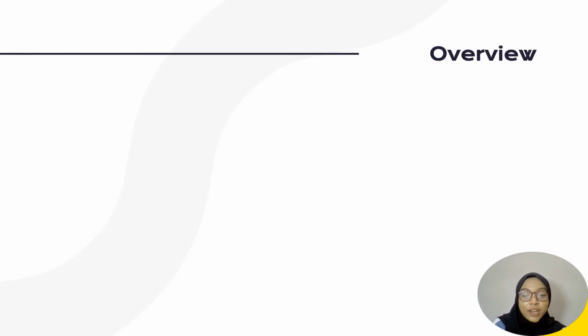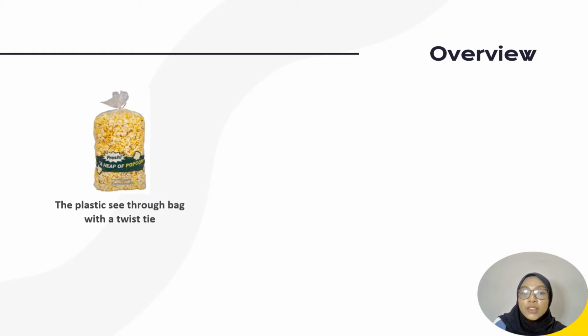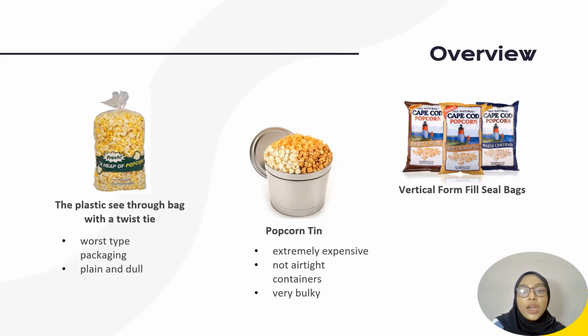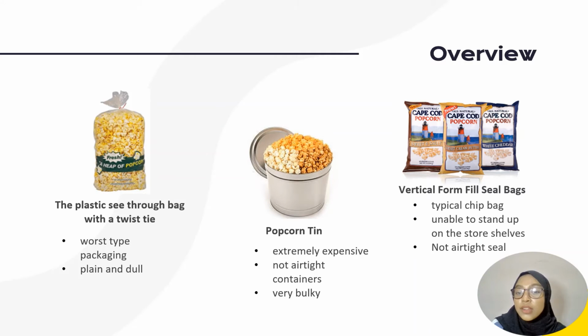Popcorn packaging comes in many variations, such as the plastic see-through bag with a twist tie. This is the worst type of packaging for popcorn, and it is also plain and dull, which is not attractive for consumers to purchase. Next is the popcorn tin. This packaging is extremely expensive, as the tin is quite expensive to produce. It is also not an airtight container and is very bulky. The last is vertical form seal bags. This is a typically cheap bag which is unable to stand up on the store shelf and does not have an airtight seal after the packaging is opened.